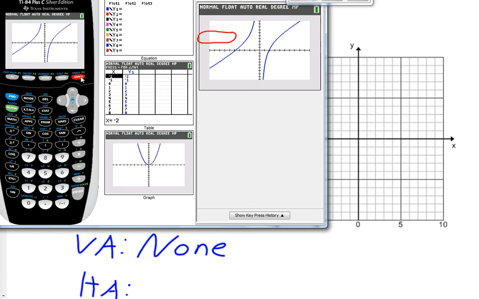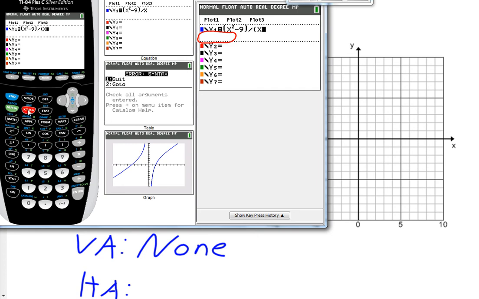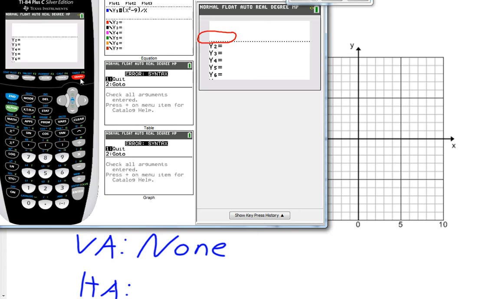Oh, and I made a mistake, didn't I? I didn't put the x plus 3 in parentheses. And it ruined our graph. Sorry about that, class. So parentheses x plus 3. That is what we should see.